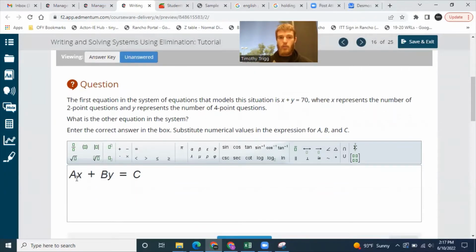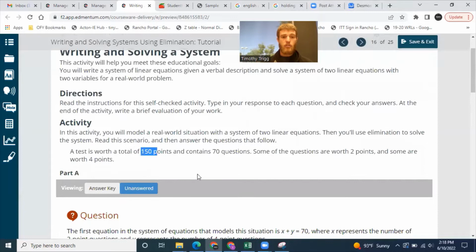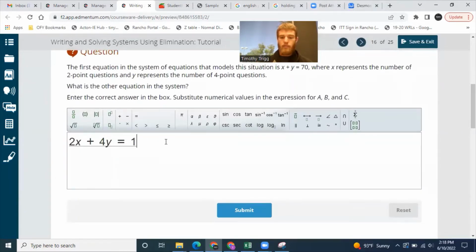Now, the second equation we're going to do has to do with the value for each of these question types. Well, each of the 2-point questions are worth 2 points. So for each of the 2-point questions, which x represents the number of 2-point questions, each of them are worth 2 points. Can you guess what I'm going to put for B? If you guessed 4, you're correct. And this will give you the total value of all the points in the test. In this case, how many points are on the test? It says up here, 150 points. So 150 goes here.